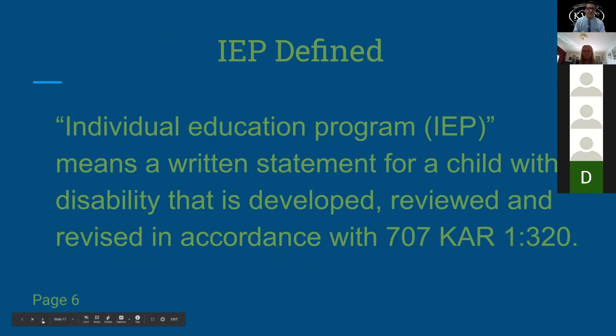So the IEP defined: an individual education program means a written statement for a child with a disability that is developed, reviewed, and revised in accordance with 707 KAR. So that's the definition that comes straight out of the guidance document as to what an IEP is. And we know it's much more than what's written there, and we're going to talk about a lot of those things.